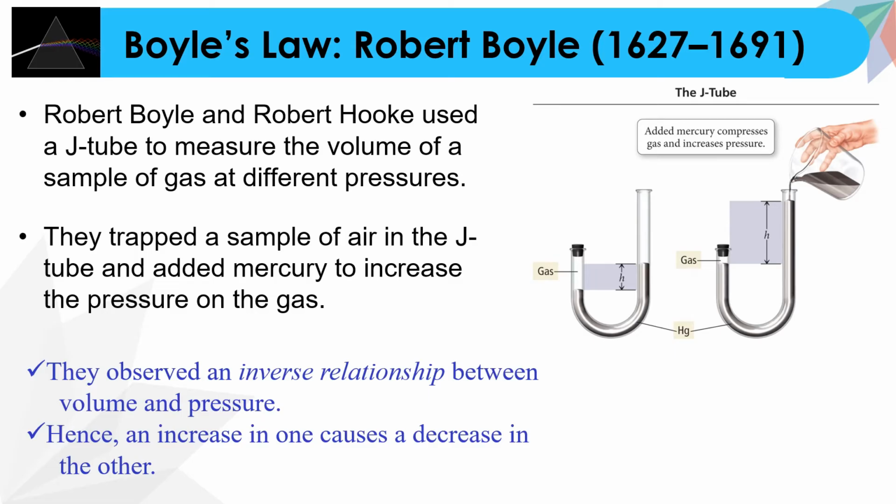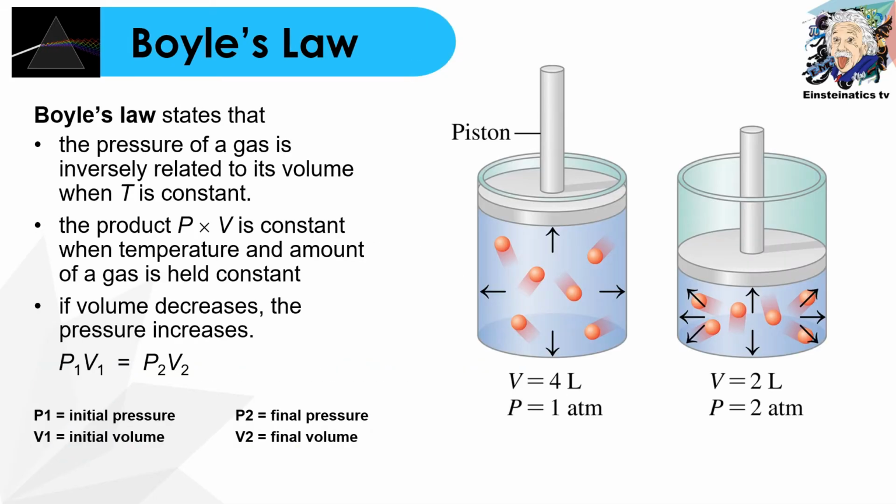As a result of this experiment, they observe an inverse relationship between volume and pressure, and hence an increase in one causes a decrease in the other. It is important to remember that Boyle's law states that the pressure of a gas is inversely related to its volume when temperature is constant. Ibig sabihin, baliktad yung kanilang relationship. Kung mag-increase yung isa, magdi-decrease naman yung isa. Kung mag-decrease yung isa, automatic na mag-increase yung other factor.